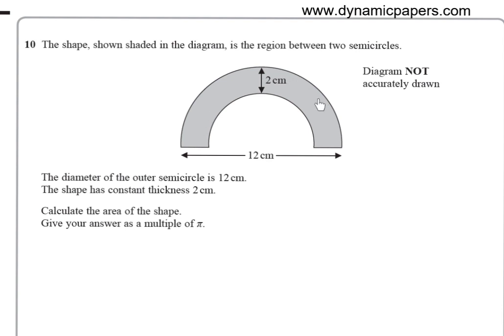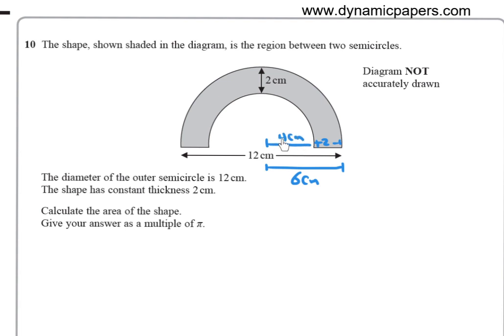To find the area of the shaded shape, we can find the area of the large semicircle minus the area of the small semicircle. For the large semicircle, the diameter is 12, so the radius equals 6 centimeters. Now for the small semicircle, because the thickness is 2, the radius is 6 minus 2, so 4 centimeters.